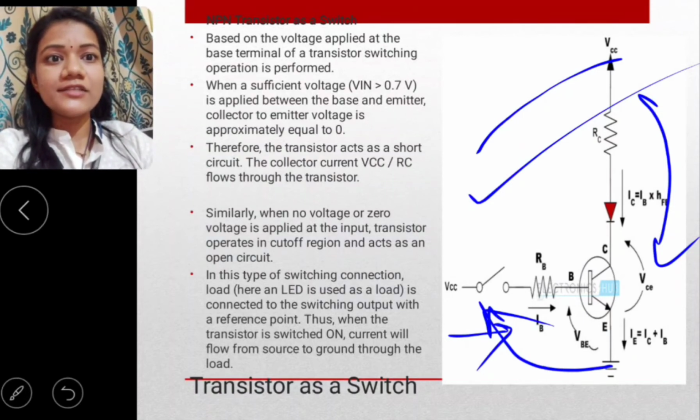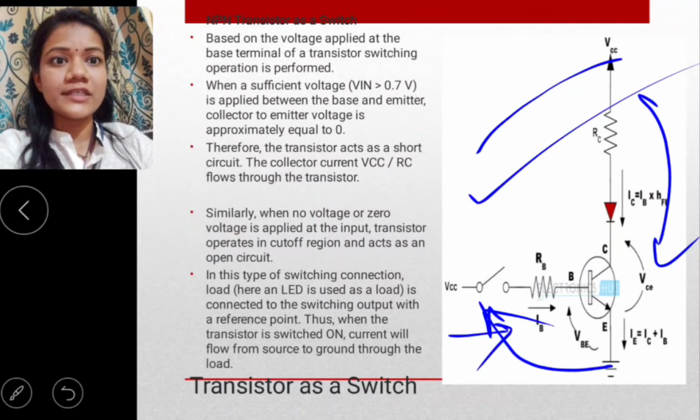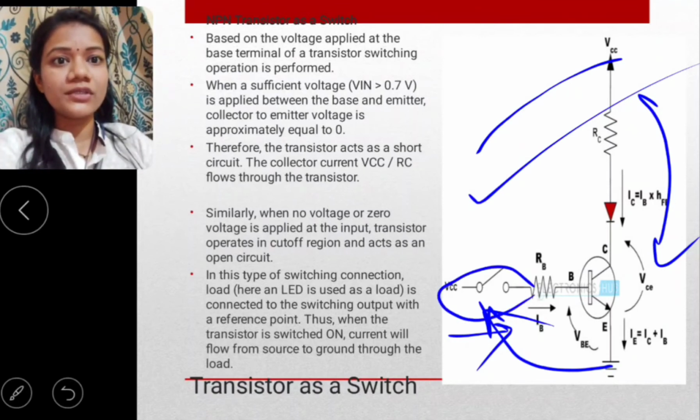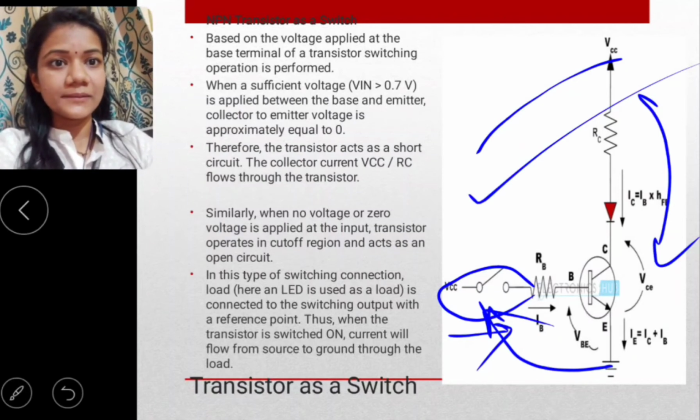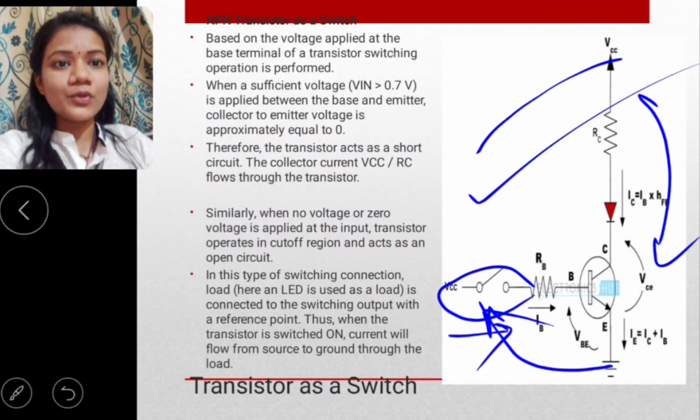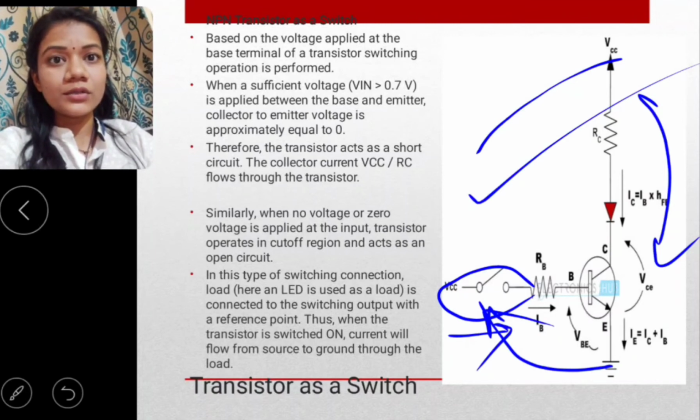Similarly, when there is no voltage, or we can say zero voltage is applied at the input, then your transistor works in the cut-off region and acts as an open circuit. Suppose we make the connection of an LED at the output side, or the load side, to see how the transistor will work as a switch. At that time, when the transistor is on, your LED is on, and when the transistor acts as an off switch, then your LED is off.